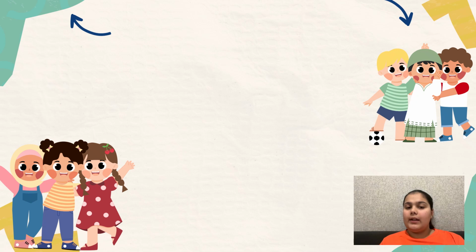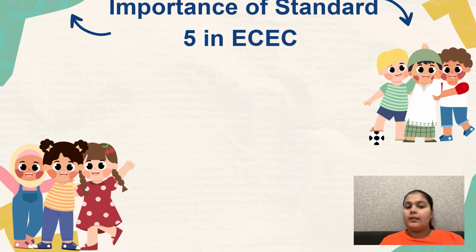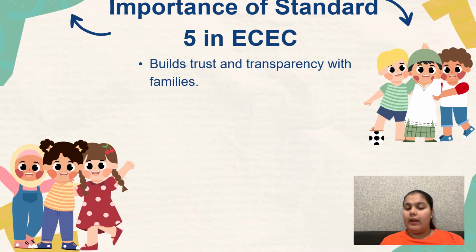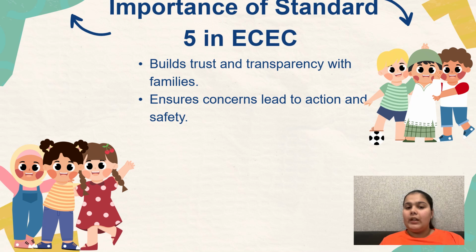Moving on to slide 18. Why is this standard important? Well, it helps build trust and transparency with families. When concerns are taken seriously, it shows that the center values child safety and is ready to act. It also prevents small issues from becoming bigger problems and helps children feel heard, respected, and always protected.